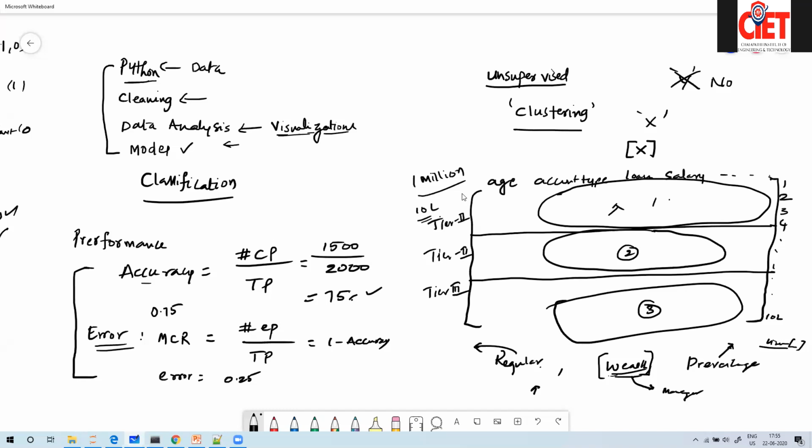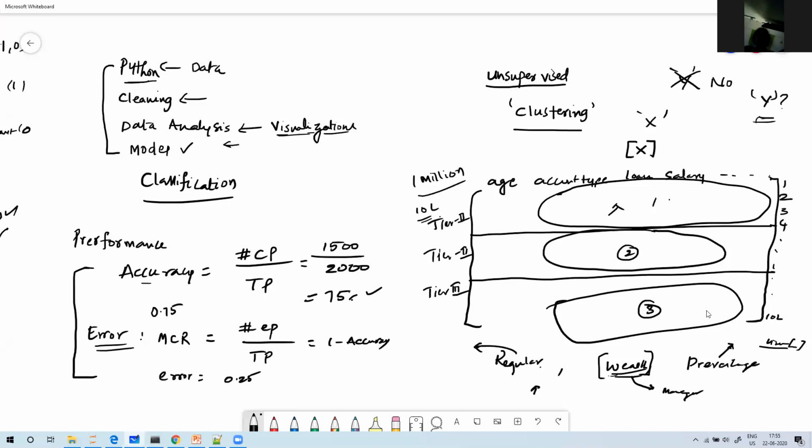And why is it unsupervised? We are not trying to learn to predict any Y. So there is no prediction here. We are not really making any kind of prediction. We are not learning from examples to predict the future. We are arranging the observations based on their similarity.